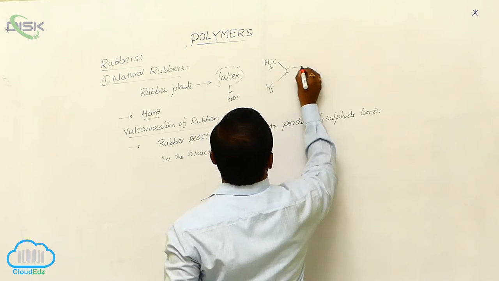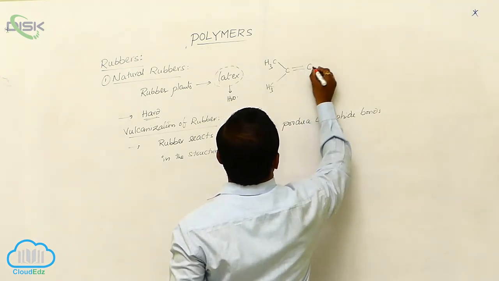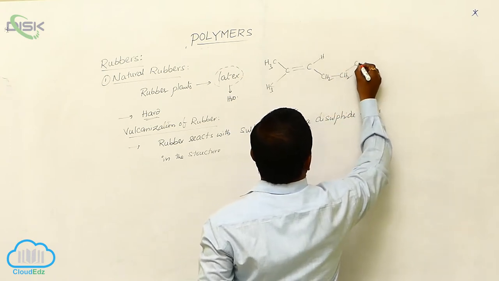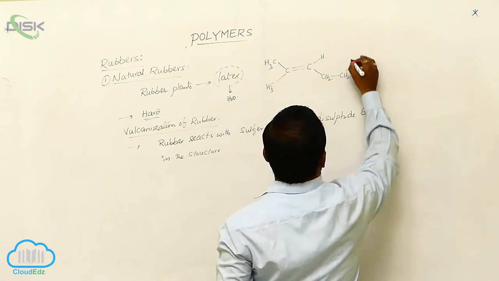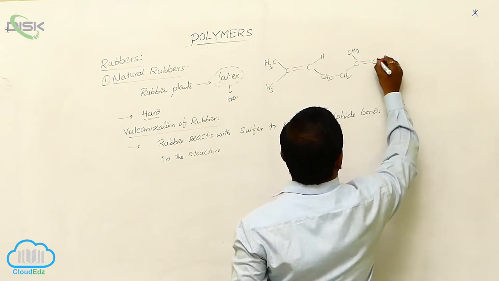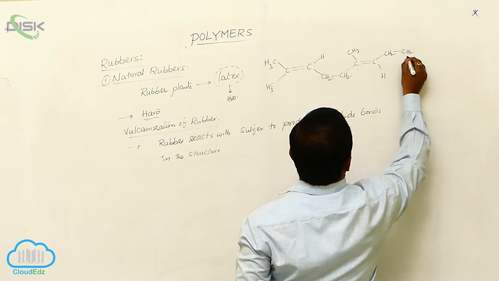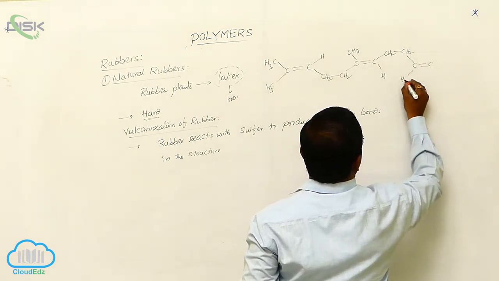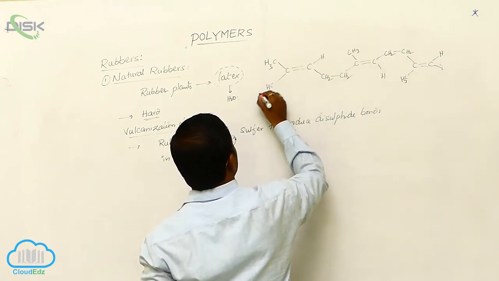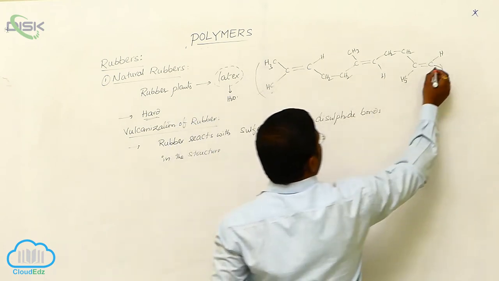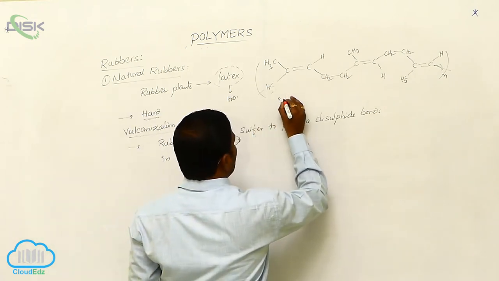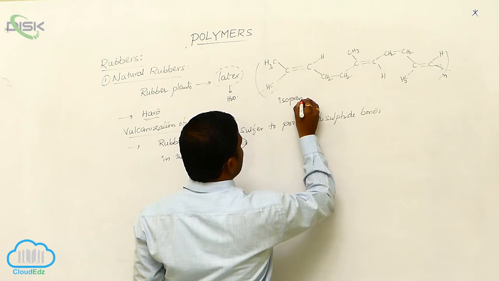CH3 double bond, CH, CH2, CH2, C double bond, CH3, C, CH hydrogen, CH2, CH2, C double bond, C, CH3 hydrogen, it takes place. So it continuously takes place, then the resulting species is called as rubber. In this rubber, isoprene units are connected with each other.